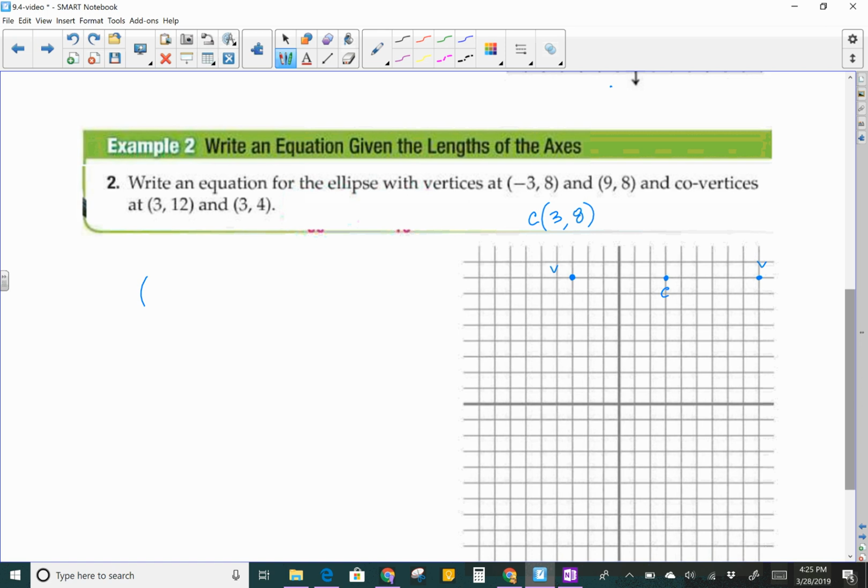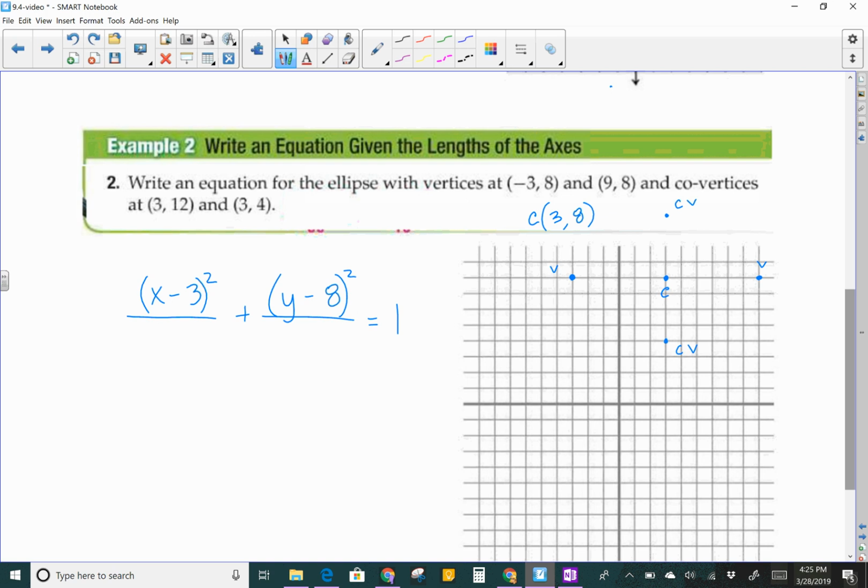And I'm going to go ahead and do x minus 3 squared over something plus y minus 8 squared over something. And I do this in steps, y'all, because there's so many pieces to it, and it's not really a lot of work that you can show. Okay, so next we have 3, 12. 3, 12, 8, 9, 10, 11, 12. So I'll put that up there. That's a covertex. And 3, 4 would be 1, 2, 3, 4. There's my other covertex.